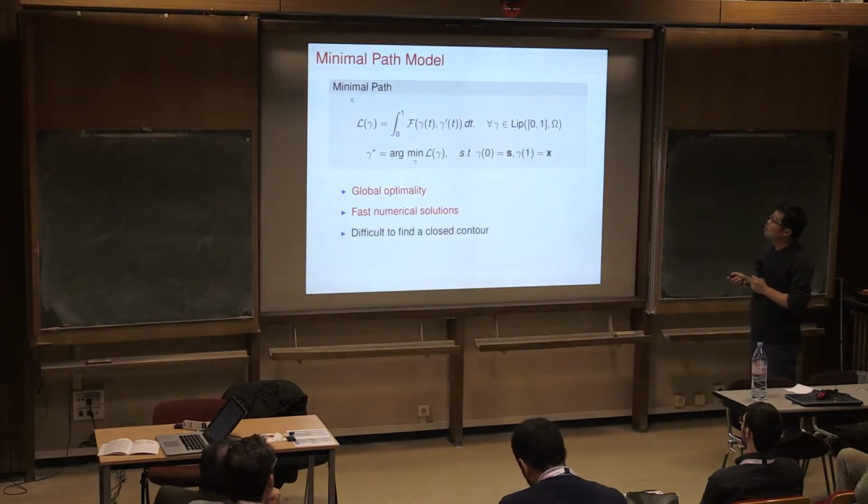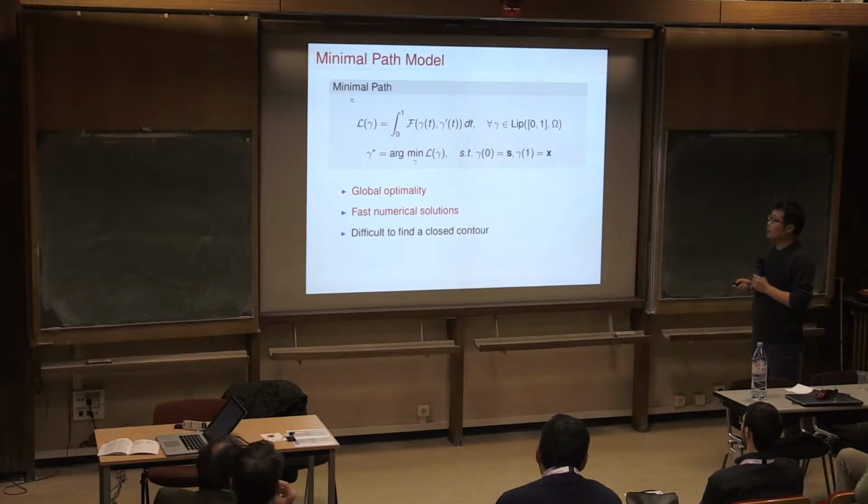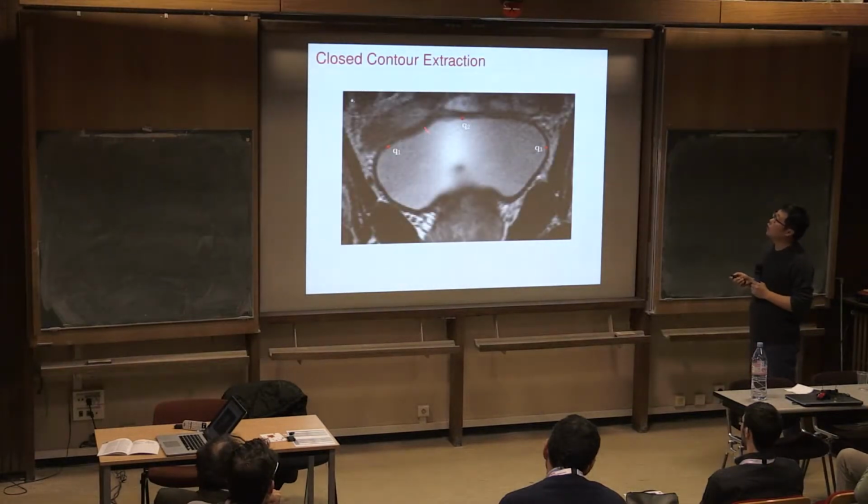The advantages of this model are that we can get global optimality, and there is a theory of numerical solutions. The tool is very fast and efficient, but for this model it's difficult to find a closed contour. This is a good model to find an open curve, but okay, we show an example.